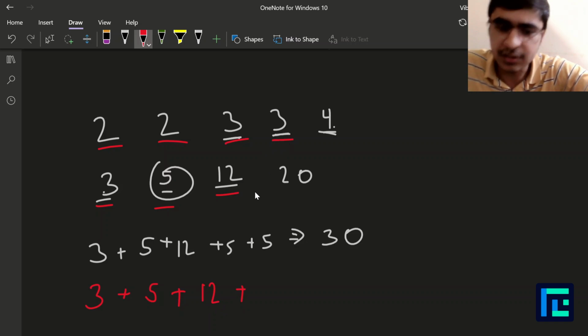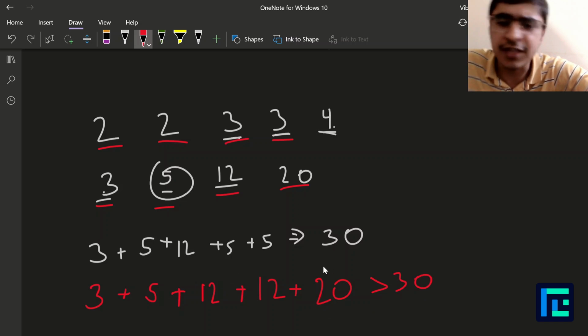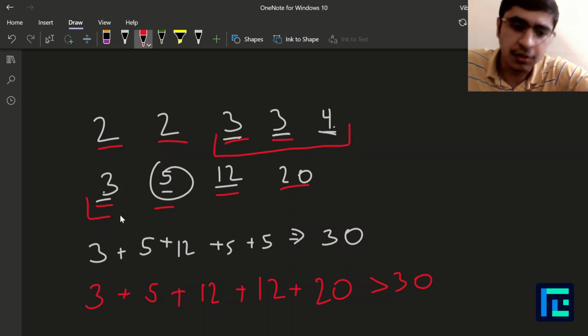Then for the next person, I will need to spend $12, right? I have no other option. And for the last person, again, I'll need to spend $20. Either I buy the present or give the person $10 directly. I will need to buy it. And this value is definitely greater than 30, right? So from this, what do we observe? It is optimal for us to give the last people the first present.